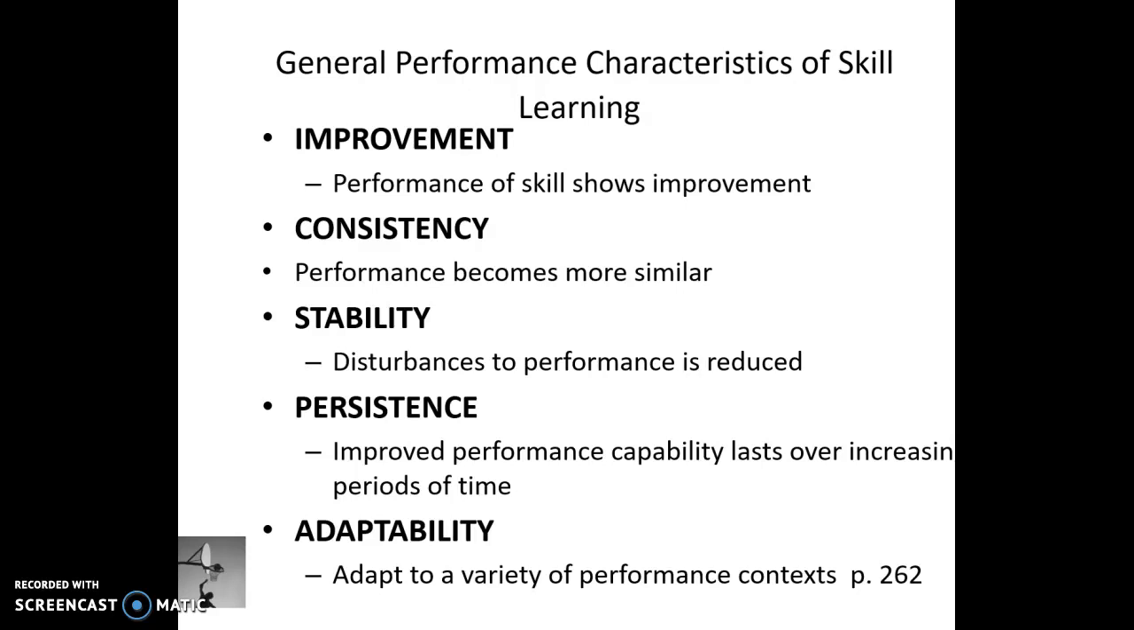So as I make these inferences by watching performance to see if in fact skill learning has occurred, I'm looking for improvement of the skill, consistency of the skill, stability of the skill, persistence of the skill, and the adaptability of the skill. As I observe those characteristics, then I can make the inference from the performance that there has been skill acquisition.